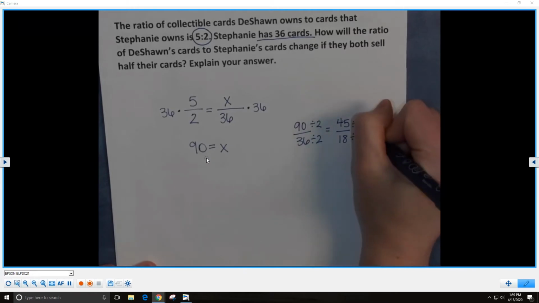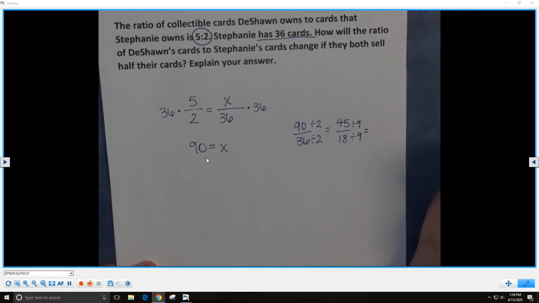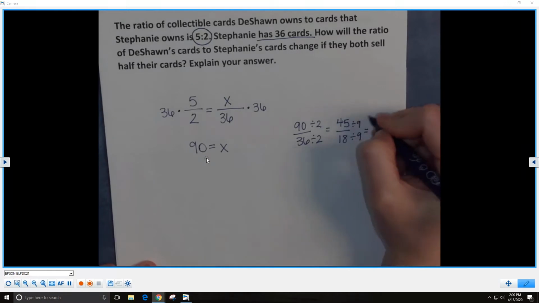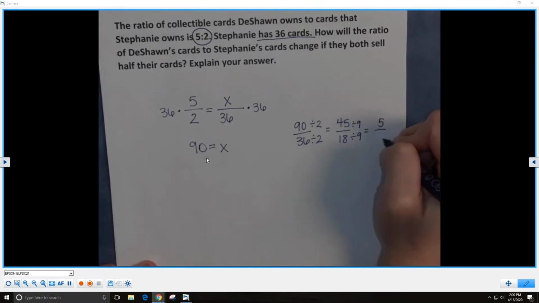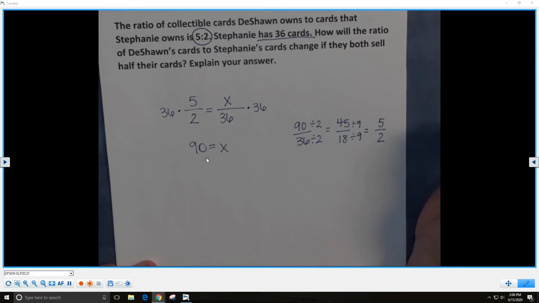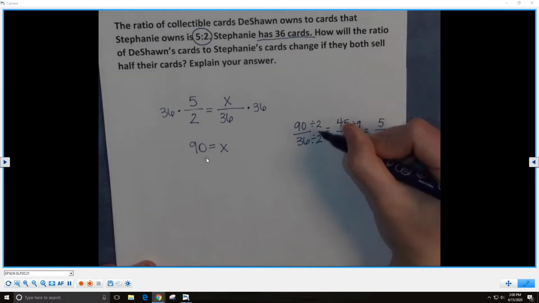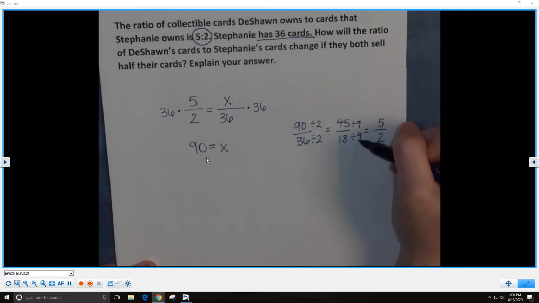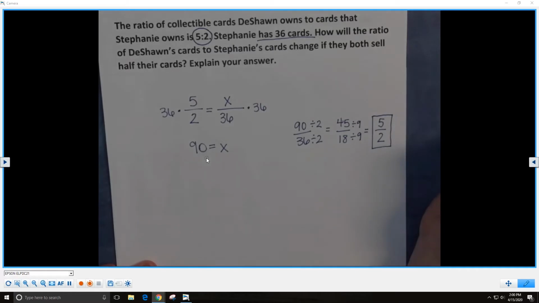So go ahead and tell me your answer. Right, 45 divided by 9 is 5, and 18 divided by 9 is 2. So once they've sold half of their cards, and we've simplified that ratio, it's 5 to 2. The ratio did not change. Why do you think the ratio didn't change? Well, the reason it didn't change is because both Deshawn and Stephanie sold the same fraction of cards. Great job, folks.